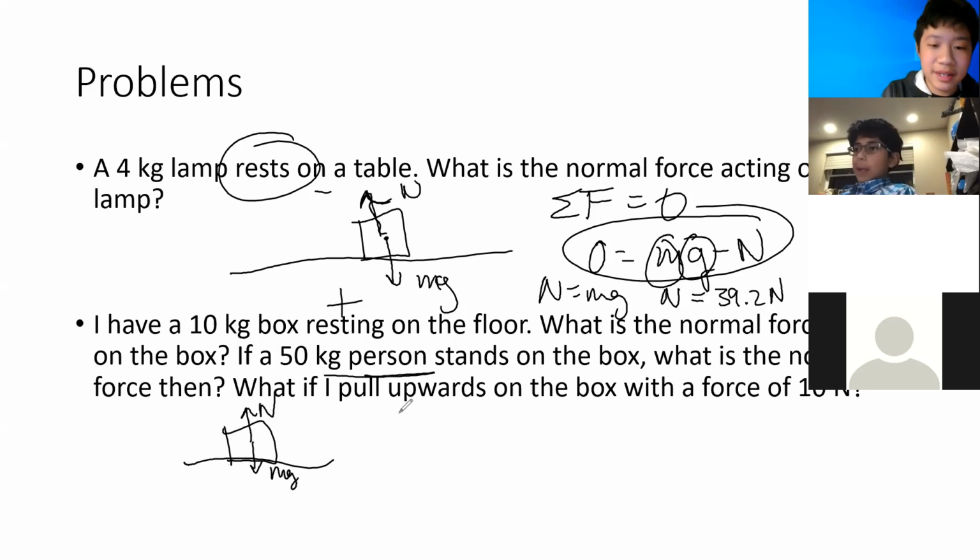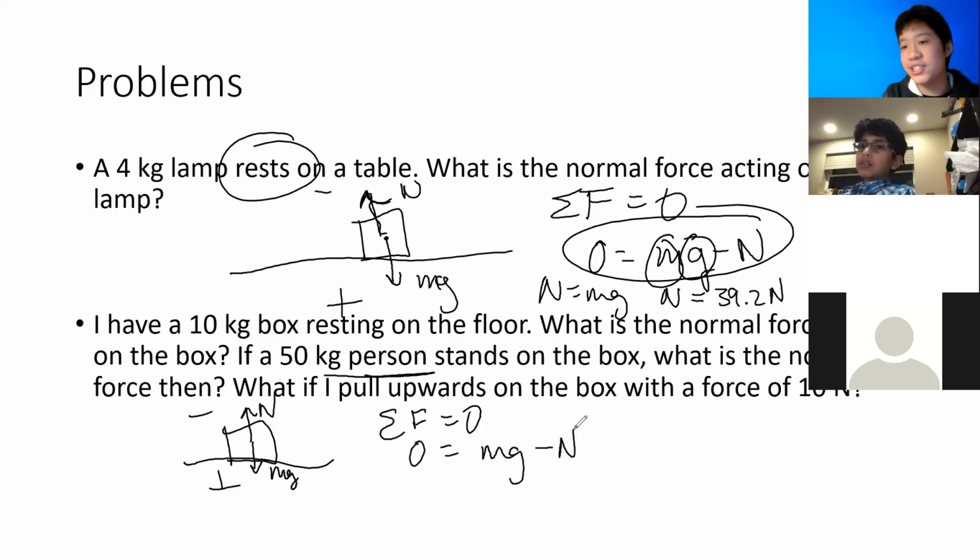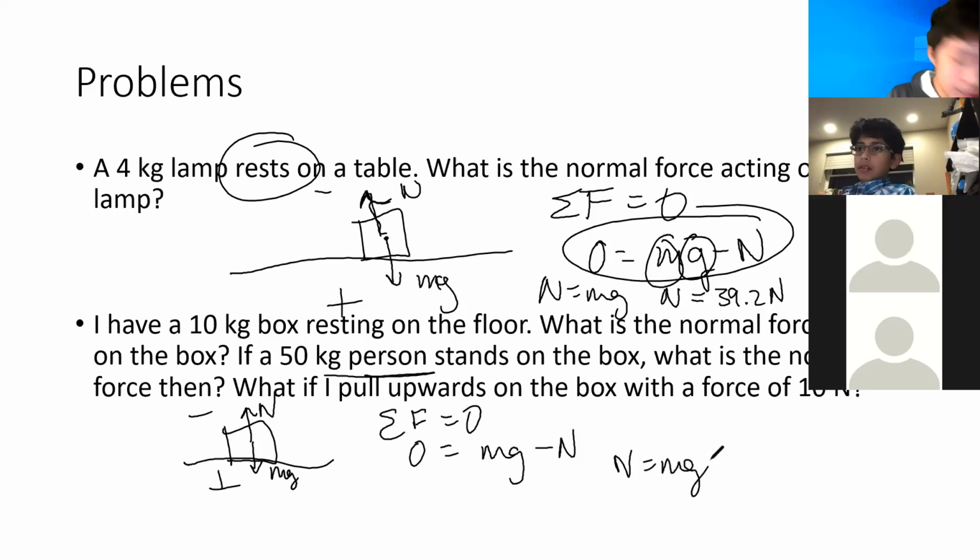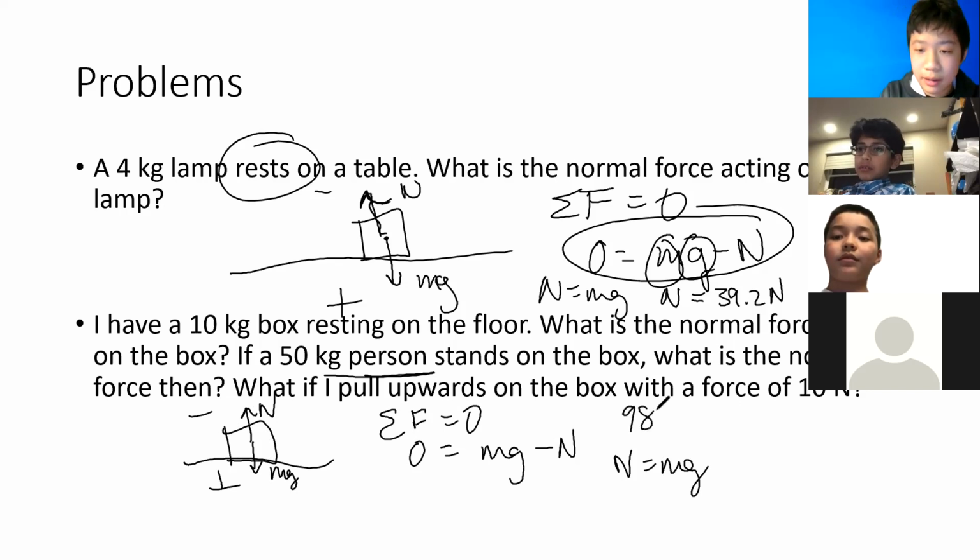My net force is still 0 because it's not going anywhere. If I define a positive and a negative, then 0 equals mg minus n, just like the first problem, and n equals mg. Therefore, I will have 10 times 9.8, which is 98 newtons. So that's the answer to the first part. Let me just clear all.